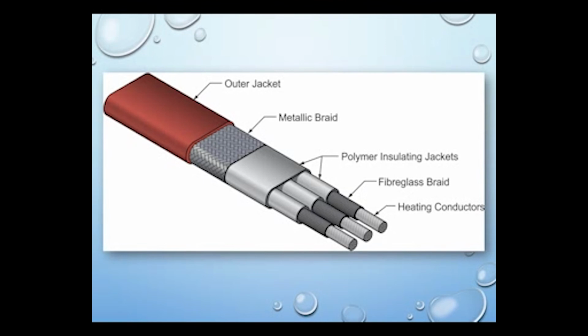This type of cable will also come in three different configurations. We can have single conductor, which would need a dual termination, one on each end. We can have a dual conductor, which means one end termination, or we can have a triple conductor, three conductor, which is for three-phase Y configuration. These are also known as constant wattage cables.